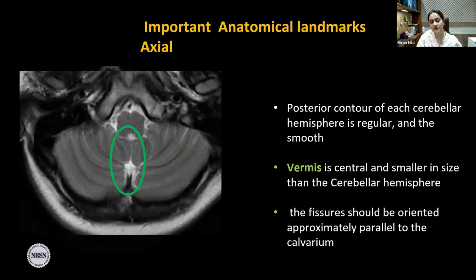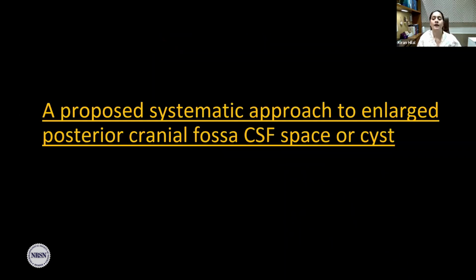Another important thing I want you to remember is the fissures. Can you see these myelinated fissures of the cerebellum? These always run parallel to the calvarium, not having any perpendicular orientation. And when they do, then start thinking of cerebellar parenchymal dysplasia or cortical dysplasia.